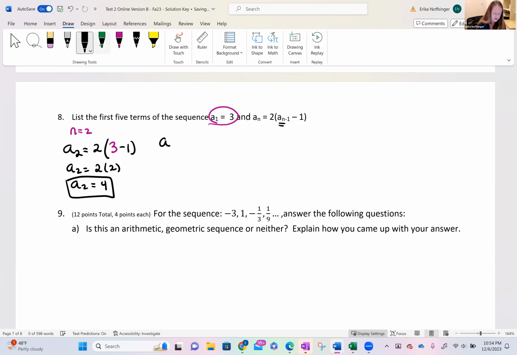Our third term we can find by plugging in 3 wherever we see an n. If I plug in 3, I have 2 times a sub 3 minus 1, which is a sub 2, but a sub 2 gives me 4. So I have a recursive sequence. A sub 3 is 2 times 4 minus 1. 4 minus 1 is 3, so a sub 3 is 2 times 3, which is 6.